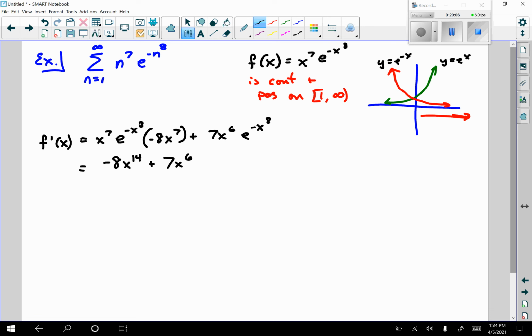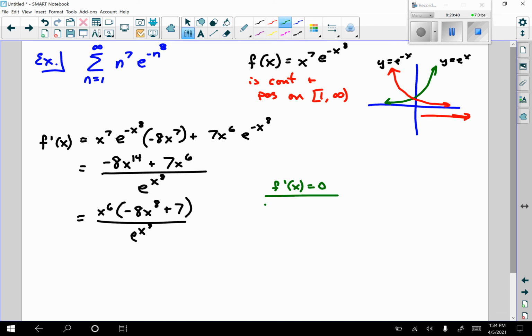Now, technically, I could rewrite e to the negative x to the 8th as a denominator for both of these, and since they're the same, I can just put this over e to the positive x to the 8th. So now I'm going to go ahead and factor out an x to the 6th from the top, and we're left with negative 8x to the 8th plus 7 over e to the x to the 8th. So because we're looking from 1 to infinity, let's still answer this question.